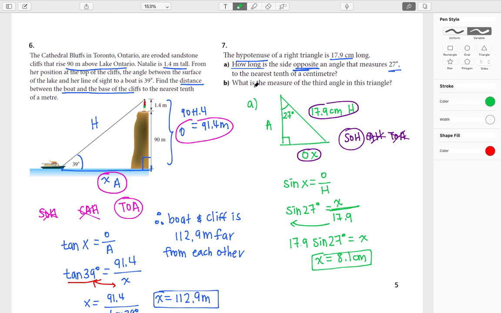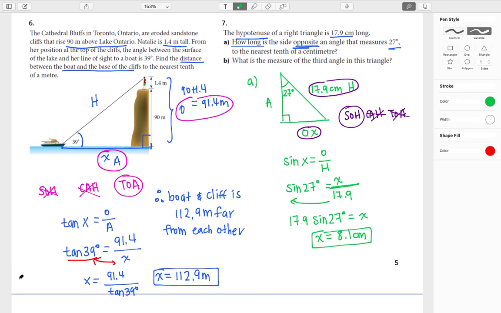The next question is, what is the measure of the third angle in this triangle? Well, to find the third angle over here, we know that the angles of a triangle add up to 180 degrees. So to find the remaining angle, 180 minus 90 minus 27. So when you subtract it, it's going to be 63 degrees. So therefore, the third angle is 63 degrees.